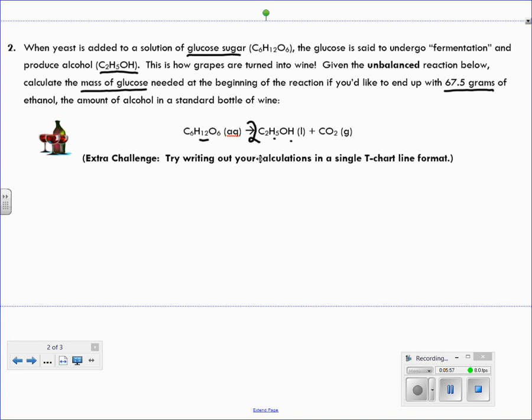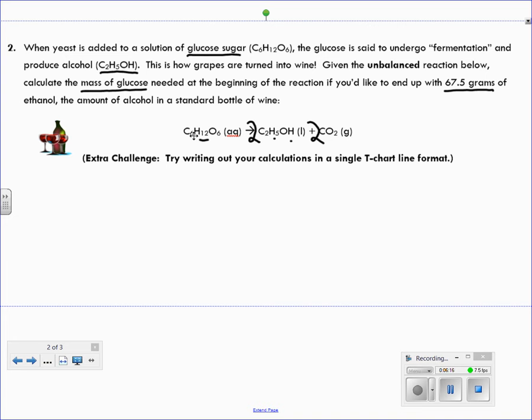Now I have 6 carbons here, and 1, 2, 3, 4 there. Oh, I might need some more carbons. I'm going to put a 2 there. I chose to put a 2 in front of the carbon dioxide because I don't want to mess with my hydrogens if I don't have to. Those are nice and clean and balanced.